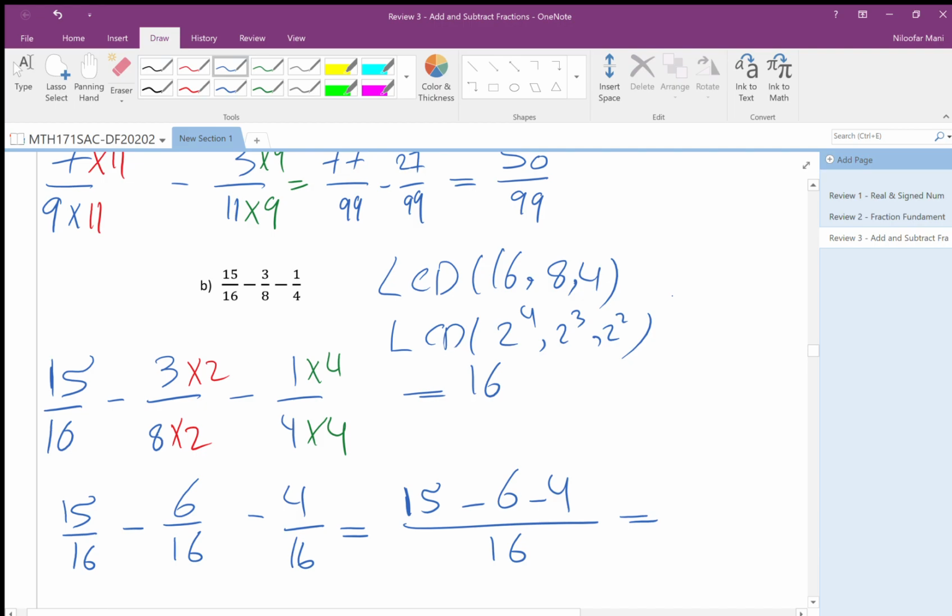9 minus 5, 4 maybe. Yes, which is 5 over 16.